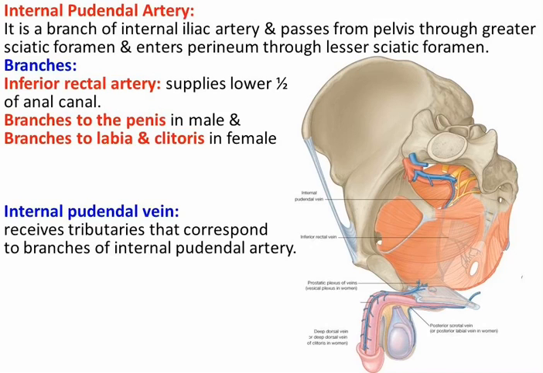Perineum, vessels. The internal pudendal artery is a branch of the internal iliac artery and passes from the pelvis through the greater sciatic foramen and enters the perineum through the lesser sciatic foramen. Branches: the inferior rectal artery, which supplies the lower half of the anal canal; branches to the penis in male and branches to the labia and clitoris in female. The internal pudendal vein receives tributaries that correspond to branches of the internal pudendal artery.